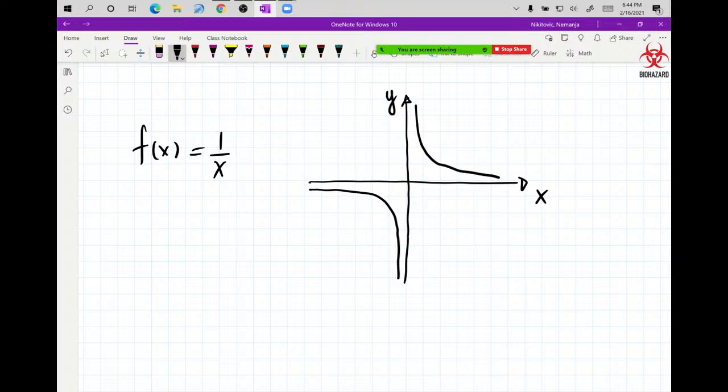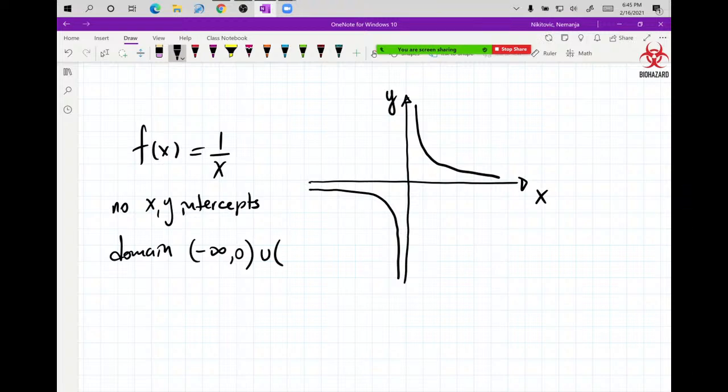No doubt about it. Now we are immediately going to notice that there are no x or y intercepts. We will also note that the domain is from negative infinity to 0, and then it's interrupted, and then 0 to infinity. And we also see that the range looks the same. Negative infinity to 0, union 0 to infinity.